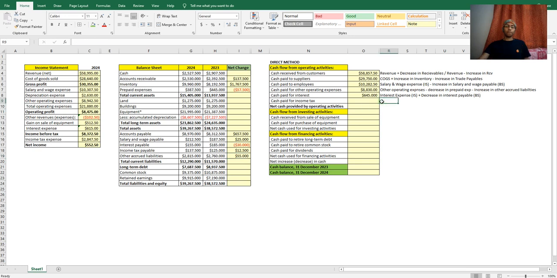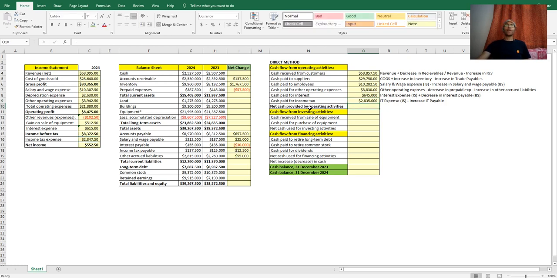So this is going to be income tax expense that is mentioned in the income statement minus increase in income tax payable. So this is equal to income tax expense minus increase in income tax payable, which is this one. So we have our numbers.